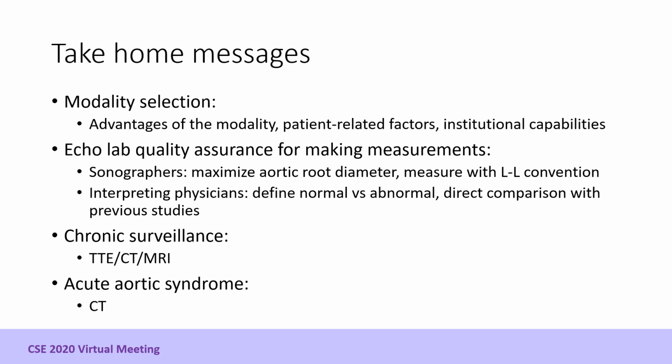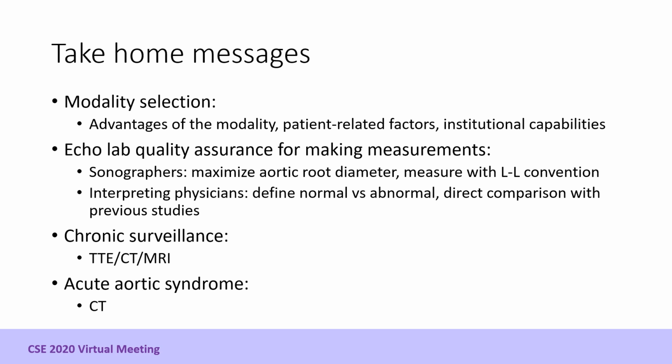The take-home messages include the fact that we have multiple modalities available to assess the aorta, and it is important to consider the pros and cons of each, along with patient-related factors and institutional capabilities to help choose an appropriate test. For quality assurance within an echo lab, particularly when making comparative measurements of a structure over time, it is important that sonographers follow standardized recommendations for image optimization, acquisition, and measurements. For the aortic root, for example, that means trying to find a plane which maximizes the aortic root diameter, and measuring using the leading edge to leading edge convention.